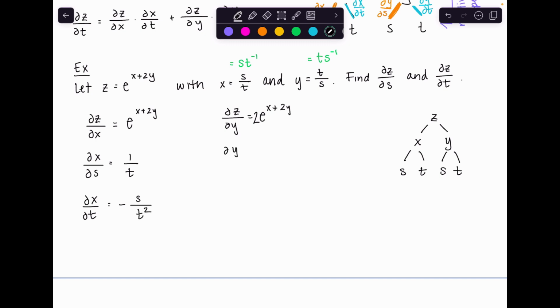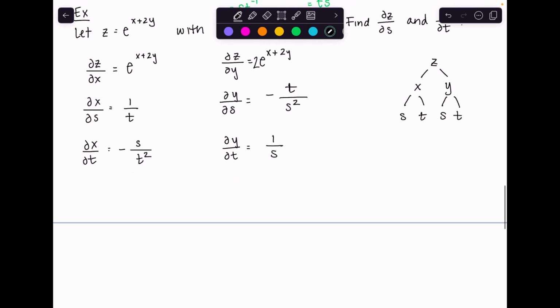Doing the same thing now with y, the partial of y with respect to s. Since it's s to the negative 1, bring that 1 down, and then you get s to the negative 2, so it is negative t over s squared. And then the derivative of y with respect to t is, thankfully, just 1, so you get s to the negative 1, which is 1 over s. So I have everything I need now to go ahead and find my two partials that I'm looking for.